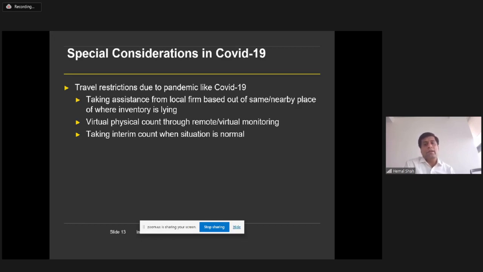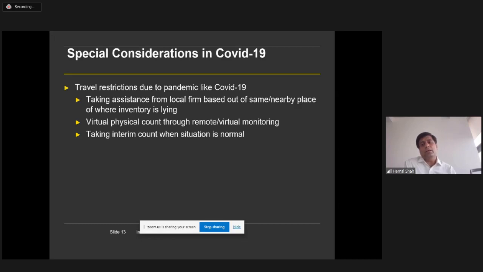So for example, if I am based out of Mumbai, but the client has a factory in, say, Gurgaon, then definitely I'll try to engage with a firm in Gurgaon and do the physical verification through that firm. However, the second option could also be to do the physical count through virtual monitoring. So, through Zoom or through a Teams meeting, the client personnel can actually show me the physical verification and I can attend in a virtual mode. However, again, it is quite challenging to do virtually.